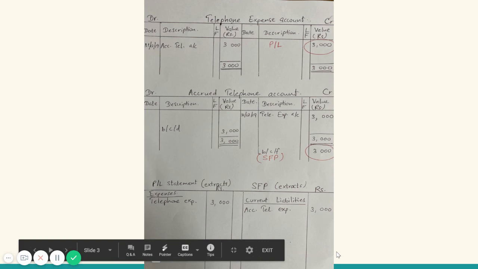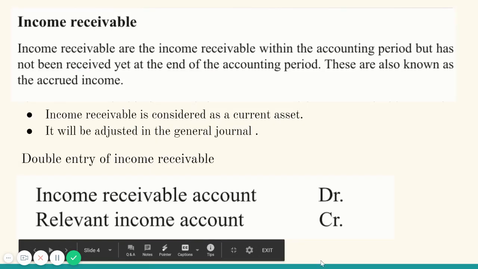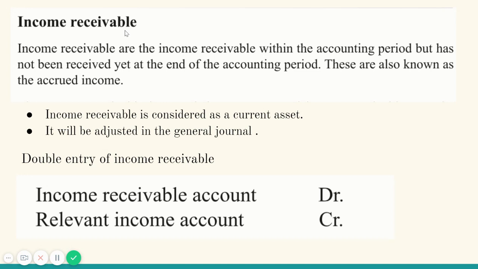Okay, with that in mind, today I'm going to pay your attention towards the second adjustment type, which is known as income receivable. As I explained to you in my previous videos, we will be learning five major types of adjustments. So we are doing all these adjustments based on the accrual concept.